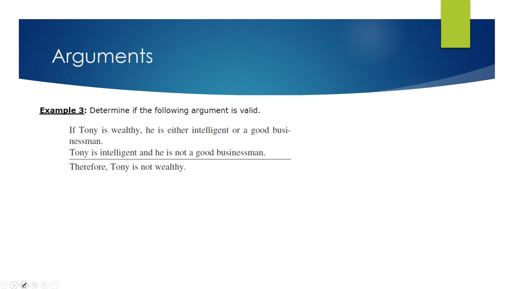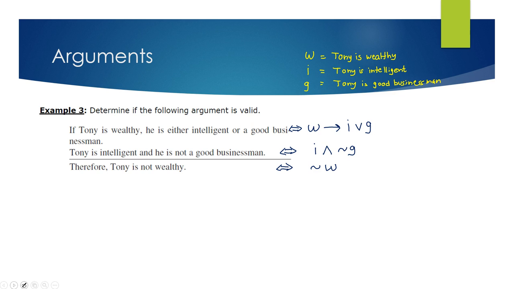So we're going to work under the premise of this. We're going to let W be the case that Tony is wealthy. We're going to let I be the case that Tony is intelligent, and we're going to let G be the case that he's a good businessman. So if I translate these into statements, the first one's going to be if W, then I or G. The second premise is going to be translated I and not G. And the conclusion is going to be stated as not W.